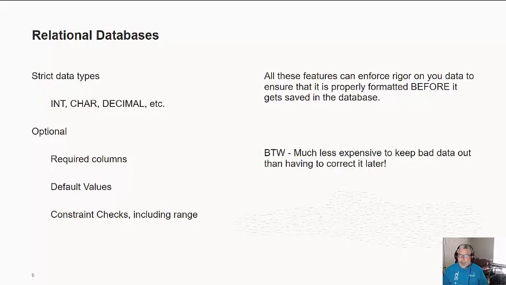This is something that traditionally hasn't been there in JSON. Now, the good thing about having these strict checks is that you can make sure that bad data doesn't get into your database. It's very much easier to keep the bad stuff out than to realize you have bad stuff in there, go hunt it down, go correct it, and republish. That can get very expensive.